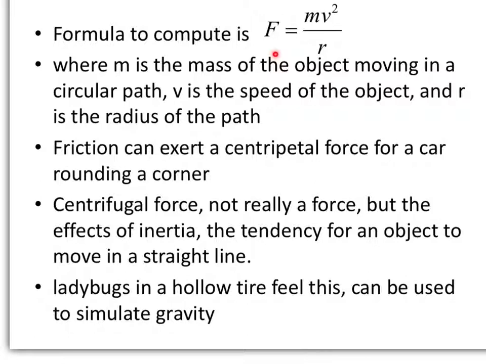The other thing is that when there's a sharp curve, in other words, when r is small, again, that requires a larger centripetal force, and one way that you can counteract that is to slow down, decrease the velocity to offset the increase in force needed because of the sharp turn.